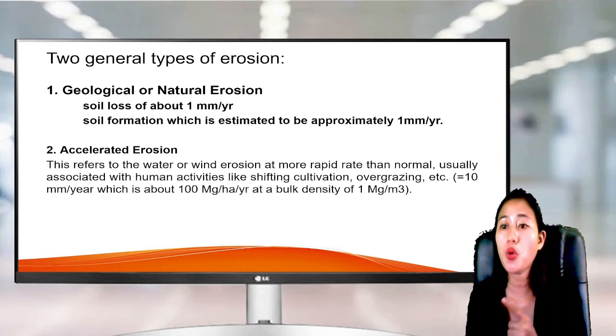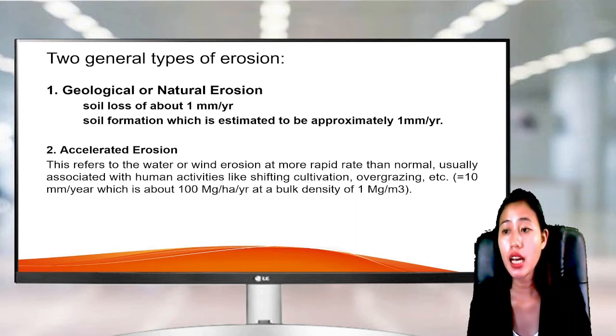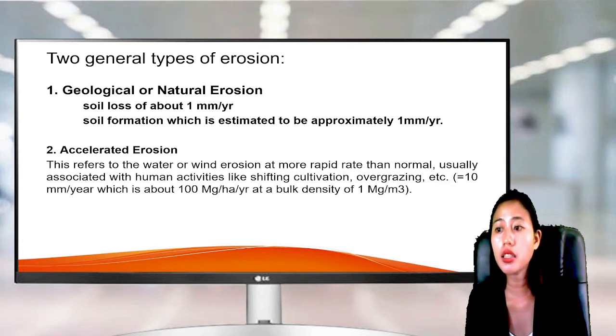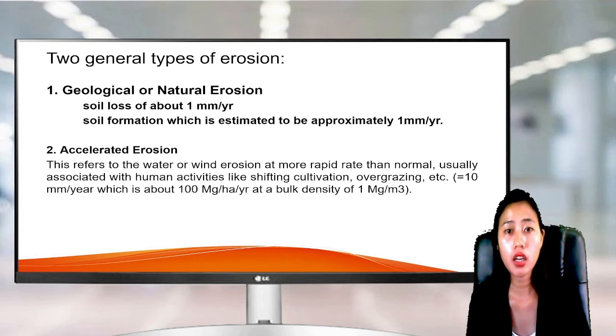Accelerated erosion refers to water or wind erosion at a more rapid rate than normal, usually associated with human activities like shifting cultivation, overgrazing, deforestation, and others. The rate is 10 mm per year, which is about 100 Mg per hectare per year at a bulk density of 1 Mg per m cubed.